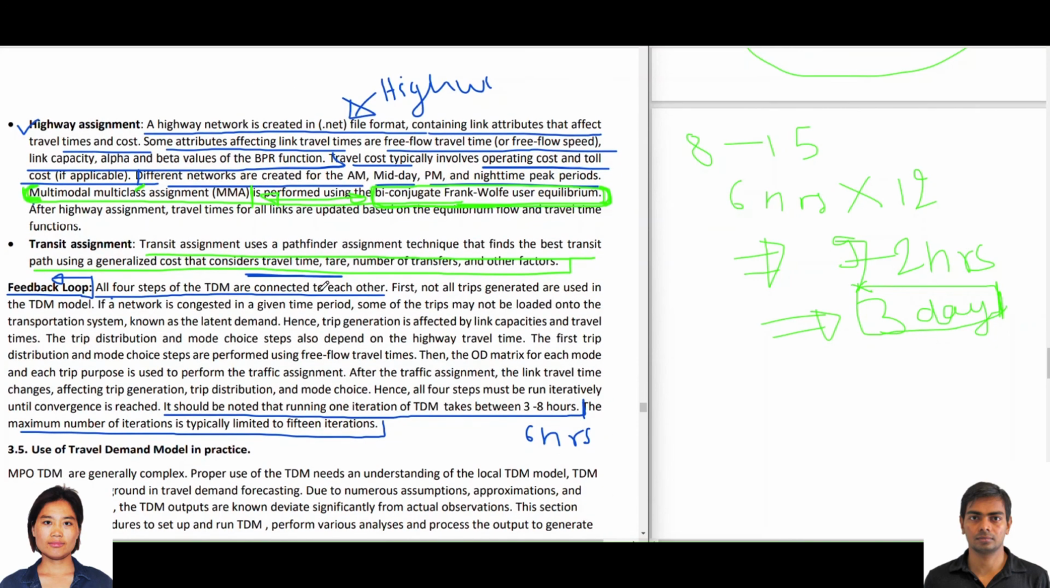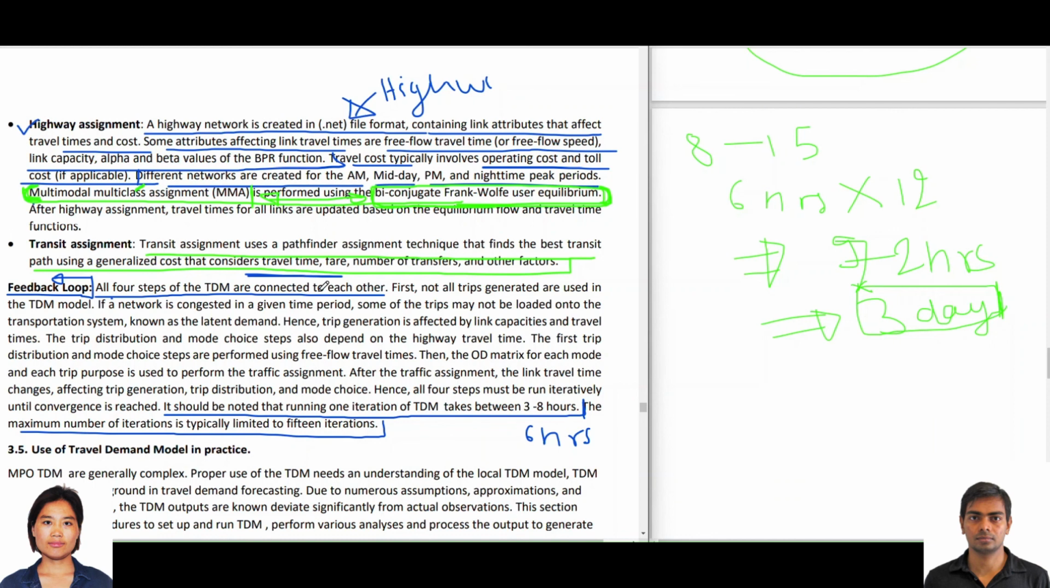Then towards the end, we discuss the feedback loop, so how all the steps are connected to each other. Step 1 goes to step 2 goes to step 3 goes to step 4. Now step 4 is already connected to all other steps. So once step 4 gives an output, all other steps must get updated. So that creates a feedback loop.